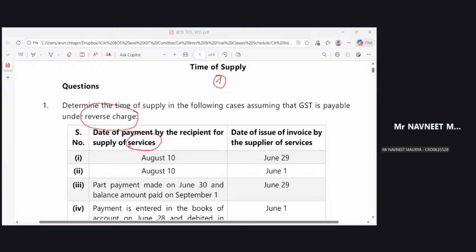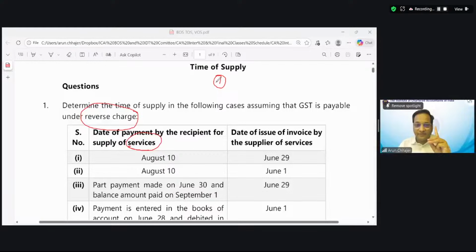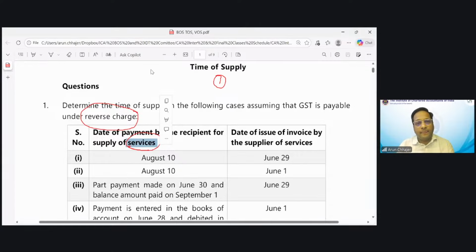Good evening, sir. Sir, are you talking about supply of goods or service? Service. The question is on service, so I am talking about service only as of now. So the earliest is the provision of service or receipt of service, whichever is earlier, or credit of the payment to the bank of the supplier.